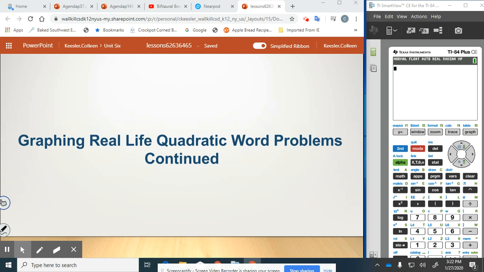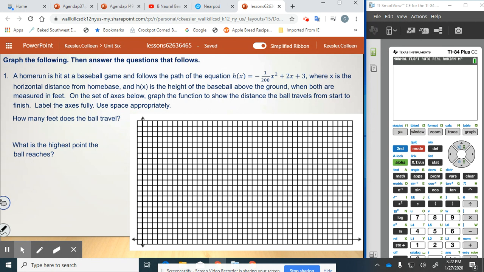All right, gang, today we're going to continue graphing some real-life quadratic word problems. Let's take a look at our first example. A home run is hit at a baseball game and follows the path of the equation h of x equals negative 1/200 x squared plus 2x plus 3, where x is the horizontal distance from home base and h of x is the height of the baseball above the ground when both are measured in feet. On the set of axes below, graph the function to show the distance the ball travels from start to finish.